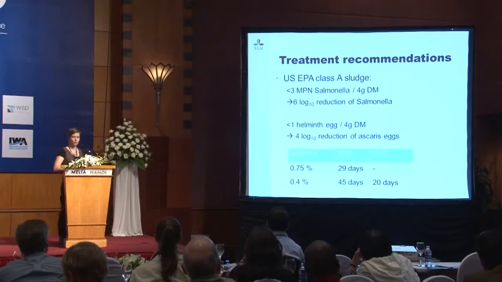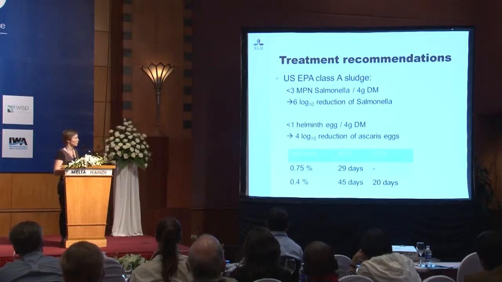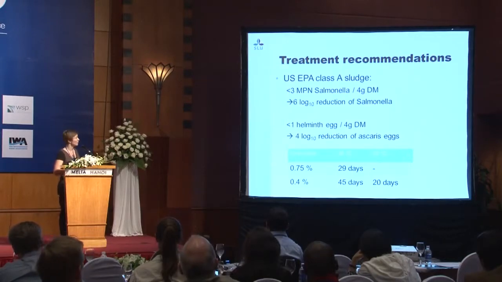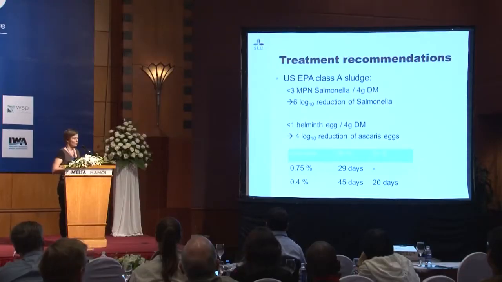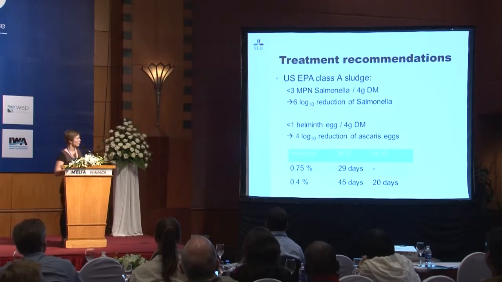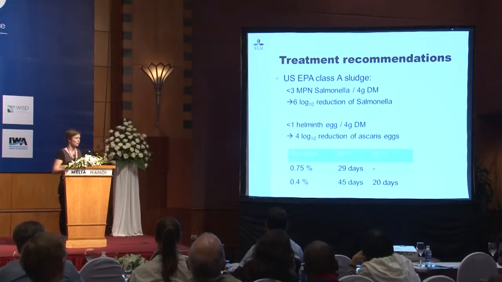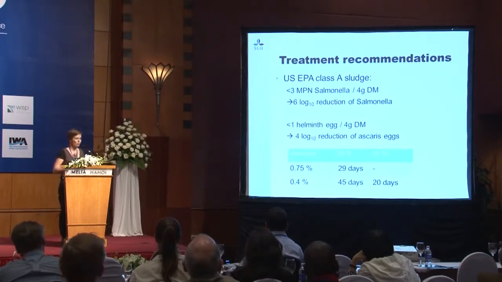And if you want to estimate for how long you should treat this toilet waste to achieve the US EPA Class A criteria for sludge, which is less than 3 most probable number of Salmonella per 4 grams of dry matter, it was estimated that a 6-log reduction of Salmonella could represent that end concentration. And regarding helminth eggs, to reach 1 helminth egg per 4 grams of dry matter, it was estimated that a 4-log reduction of the egg viability was needed.